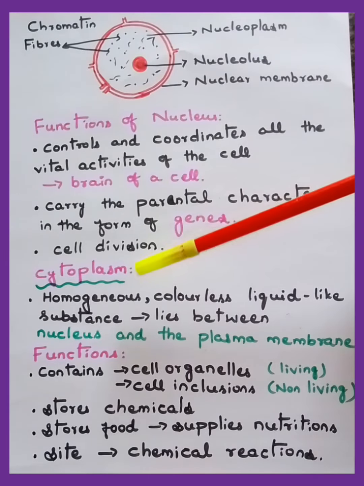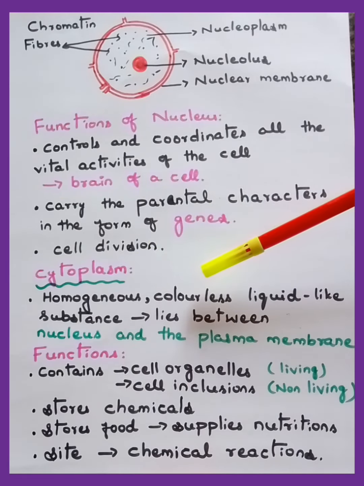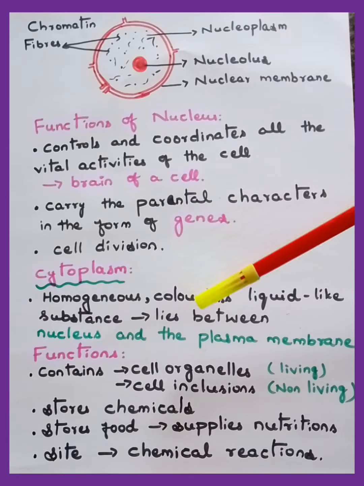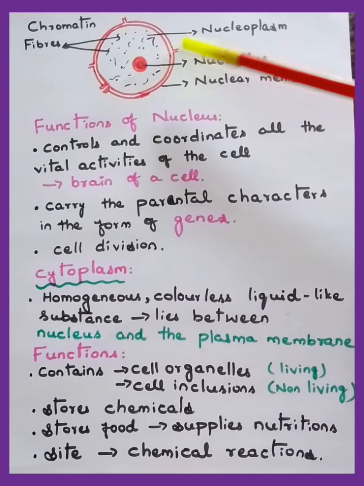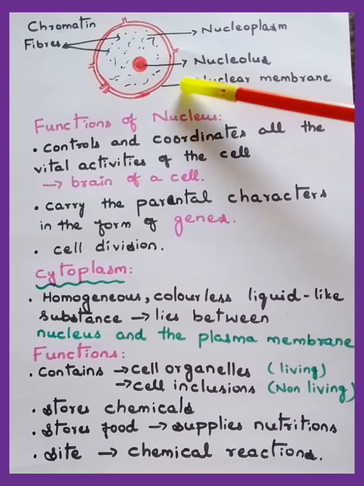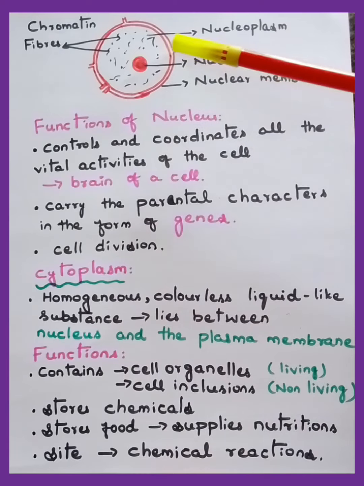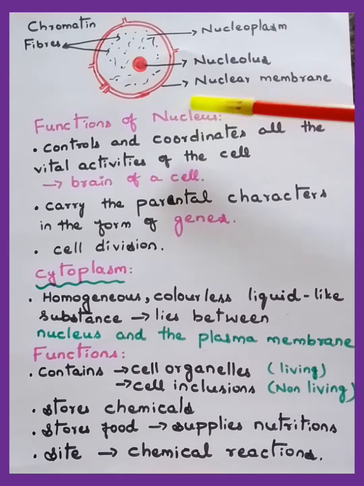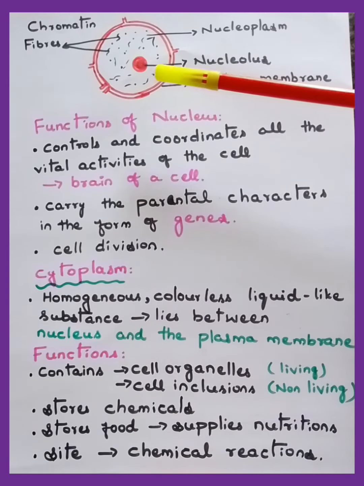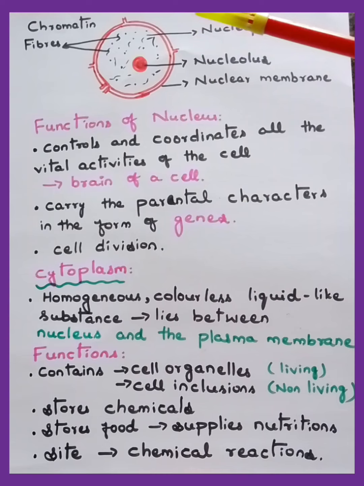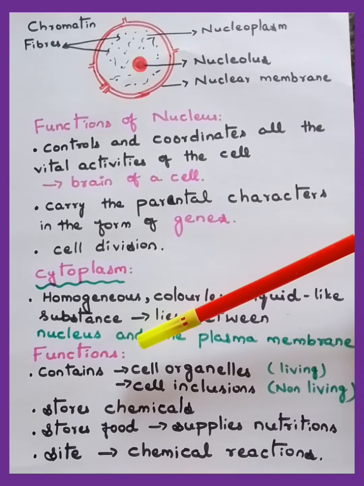Let's learn about cytoplasm now. Cytoplasm, it's a homogeneous, colorless liquid-like substance that lies between nucleus and plasma membrane. So here outside the nucleus you can find this cytoplasm. And it's a translucent granular semi-fluid which forms the main bulk of the cell. Let's see the functions of this cytoplasm now.